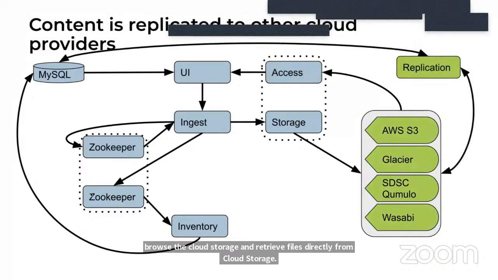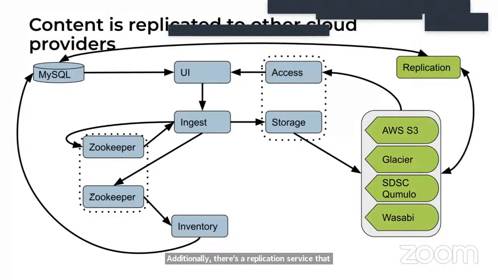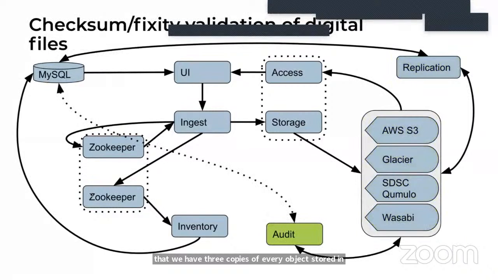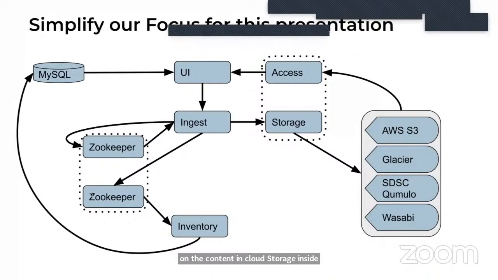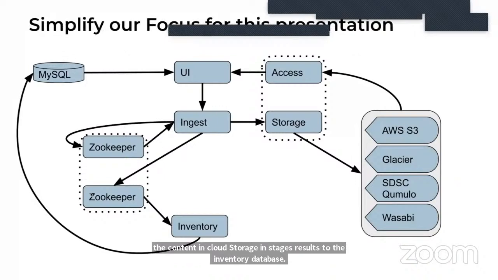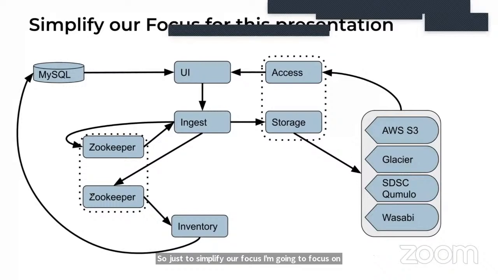Additionally, there's a replication service that ensures that we have 3 copies of every object stored in 3 different cloud service providers. And our content is continually pulled by our audit microservice, which performs checksum calculations on the content in cloud storage and saves those results to the inventory database. So just to simplify our focus, I'm going to focus on really these core microservices shown here.